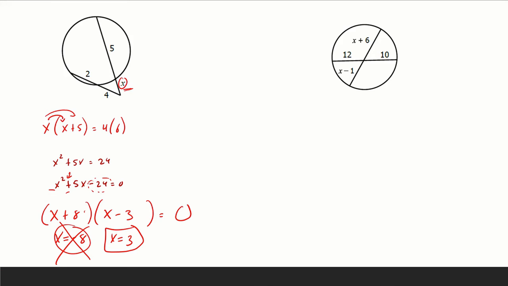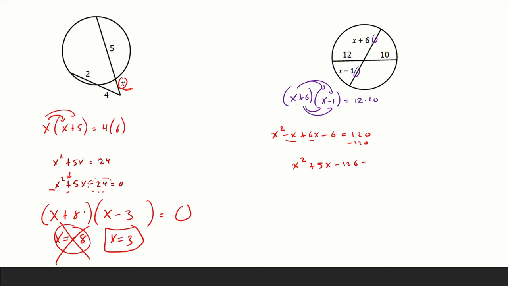And the same for this part, right? So we're going to set it up as these two parts against each other. So x plus 6 times x minus 1, and it's going to equal 12 times 10. So on the left side, we're going to have to distribute both of those two things. We're going to have to FOIL it out. And so we end up with x squared minus x plus 6x minus 6. And on the right side, we got 120. And so we're going to combine like terms. We're going to move this 120 over. So we have x squared plus 5x minus 126 equals 0.